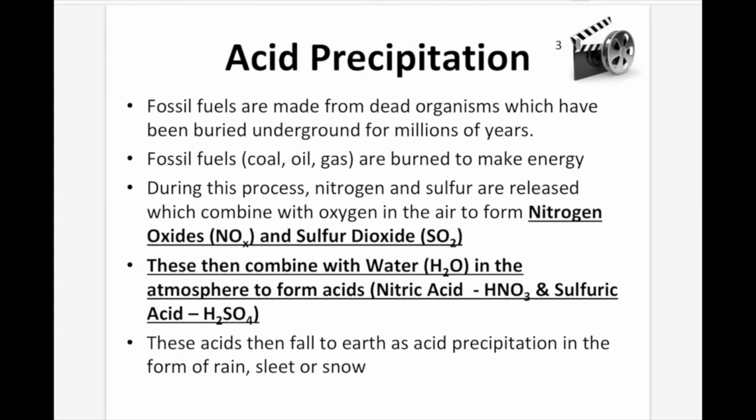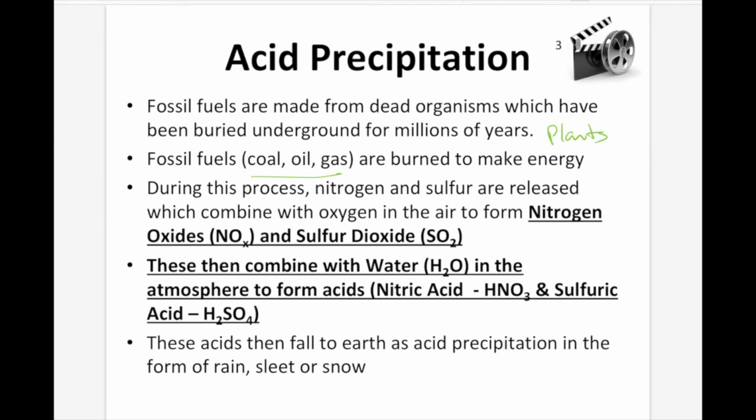Acid precipitation. Fossil fuels are made from dead organisms which have been buried underground for millions of years. This is mainly plants. There are some animal and other organic material included as well, but the big contributor is plants. So when the plants decompose and are crushed under the pressure and the heat over millions and millions of years, they turn into these fossil fuels like coal, oil, and gas, and we burn them to make energy. So during this process, nitrogen and sulfur are released, which combine with oxygen in the air to form nitrogen oxide.